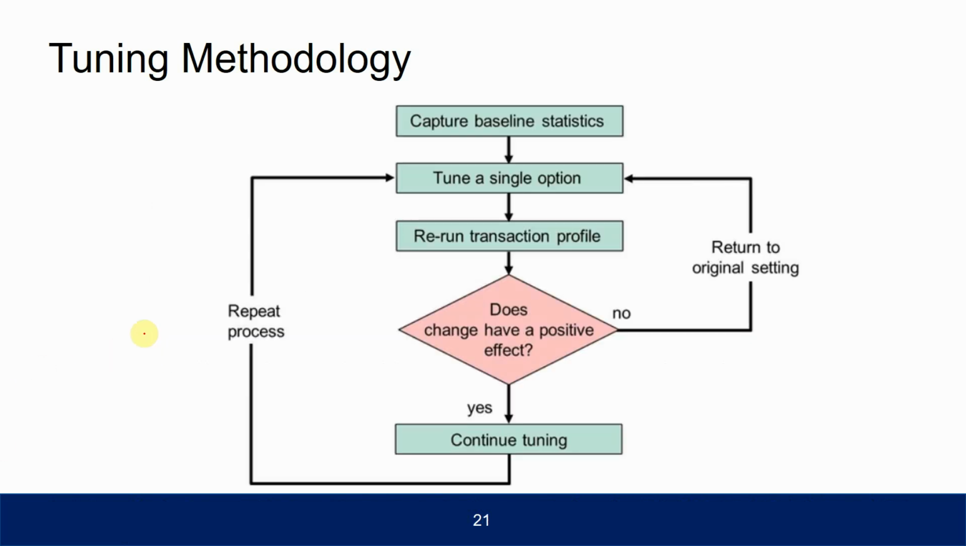So, the tuning methodology follows this flowchart: capture the baseline statistics, tune a single option, rerun the transaction profile, and check whether the change has a positive effect. If yes, continue the tuning, repeat the process, take another option. If no, return to the original setting and take another option. That's what the tuning methodology is.